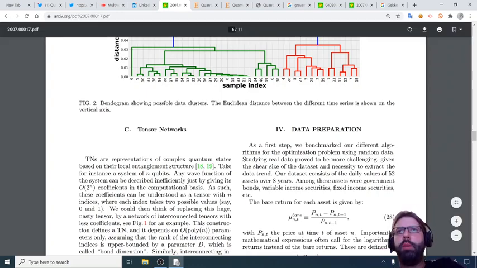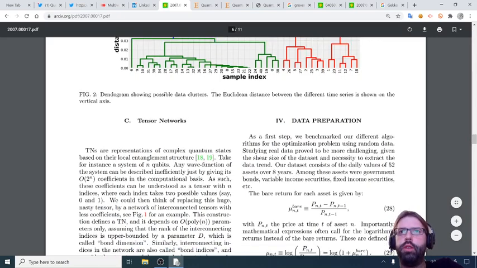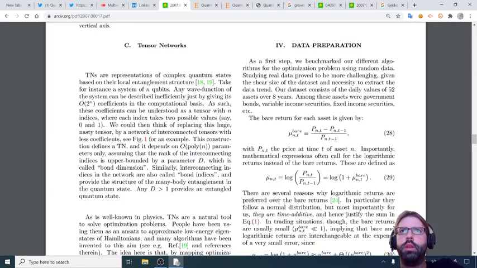As a first step, we benchmark our different algorithms, probably using random data. So this is data preparation. The bare return for each asset is given by the price at time t of asset n, p sub n t, minus the previous price, and then divided by that price. Okay, so actually they do. So actually I was doing it wrong.